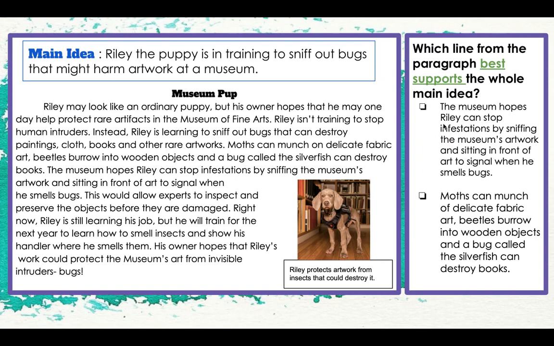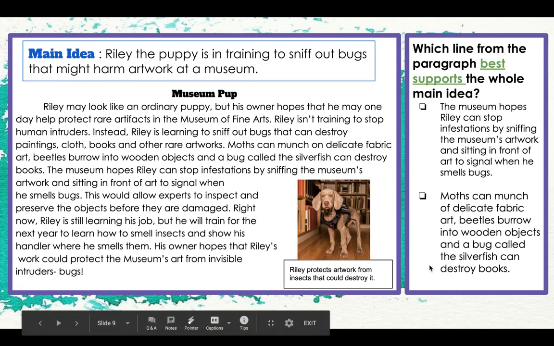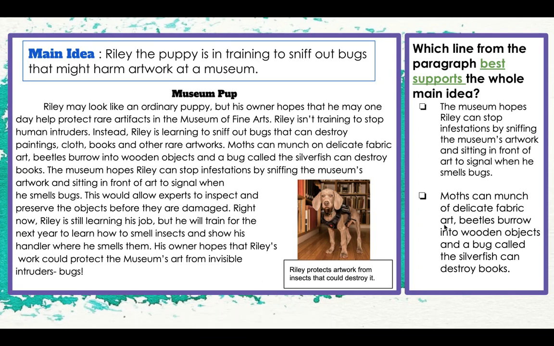Listen to the first sentence. The museum hopes Riley can stop infestations by sniffing the museum's artwork and sitting in front of art to signal when he smells bugs. Does that have to do with Riley, a puppy in training, and sniffing out bugs that harm artwork? Here's your second sentence. Moths can munch on delicate fabric art, beetles burrow into wooden objects, and a bug called the silverfish can destroy books. Does that have to do with Riley the puppy in training and sniffing out bugs that harm artwork?